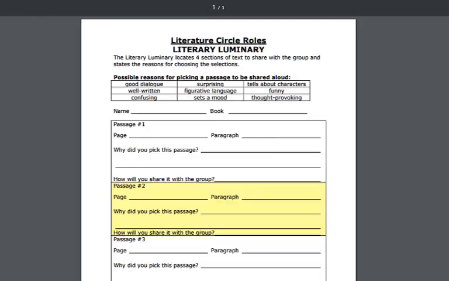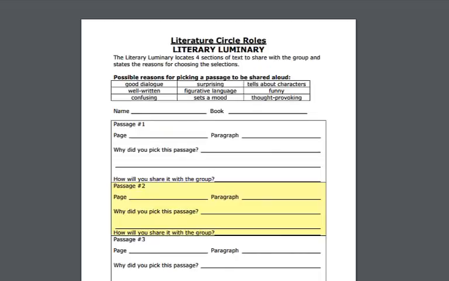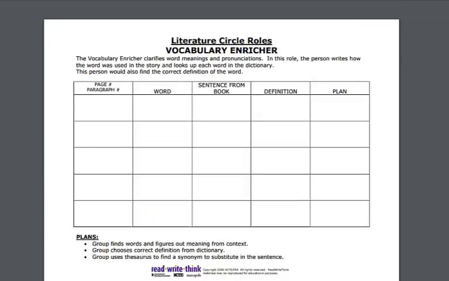You may decide that one person is the discussion director, one person is the literary luminary, and you both find vocabulary words. Okay, that is going to be completely up to you and your partner. I am really open to you guys figuring out what is best, how you want to do it, just as long as you do it, and you do it the amount of times required for your novel. Okay, so if you have 10 chapters and you have to do literature circle every 2 chapters, then you will have 5 literature circle discussions.